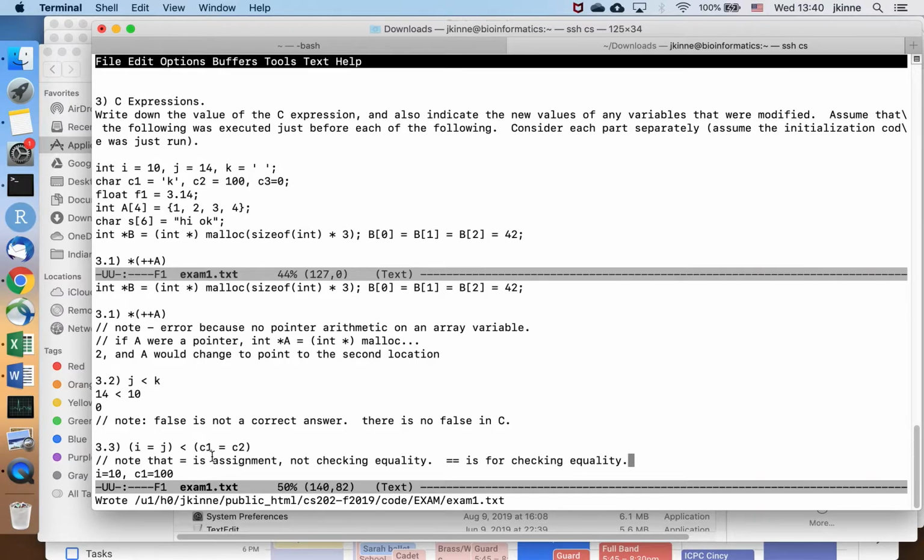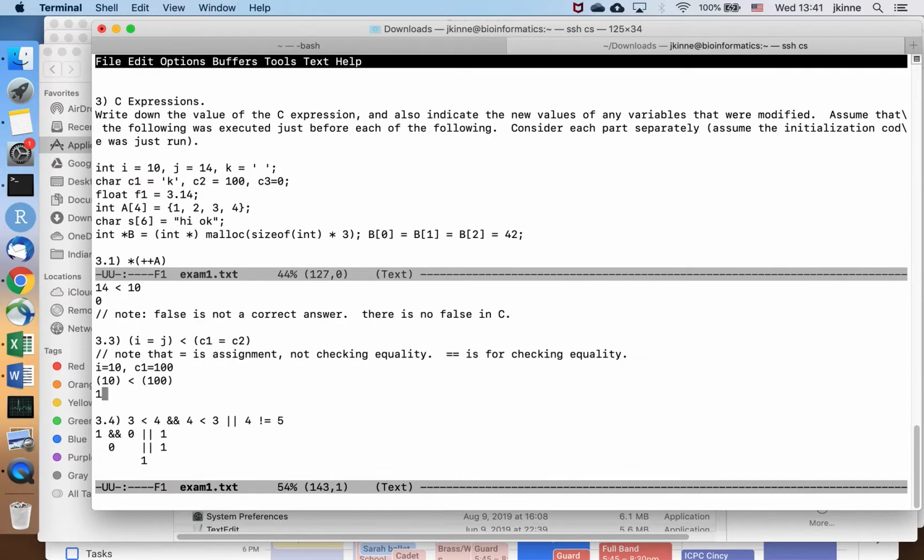So what happens here with the C1 and C2? You evaluate C2 and then you store that into C1. It doesn't matter what the value of C1 is before this is run. It's not used. So you don't get the value of C1 and get the value of C2. You just get the value of C2 and save it into C1.